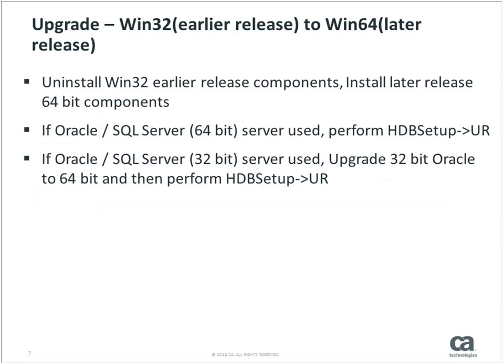To do this, uninstall your Windows 32-bit earlier release components, then install the latest release 64-bit components. If you are using Oracle or SQL Server 64-bit for your older release server, then you can directly upgrade your database using the HTTP setup URL. In case you are using Oracle or SQL Server 32-bit, you need to migrate your database to the 64-bit release, and then you can proceed with the HTTP setup URL to upgrade your database to the latest release.